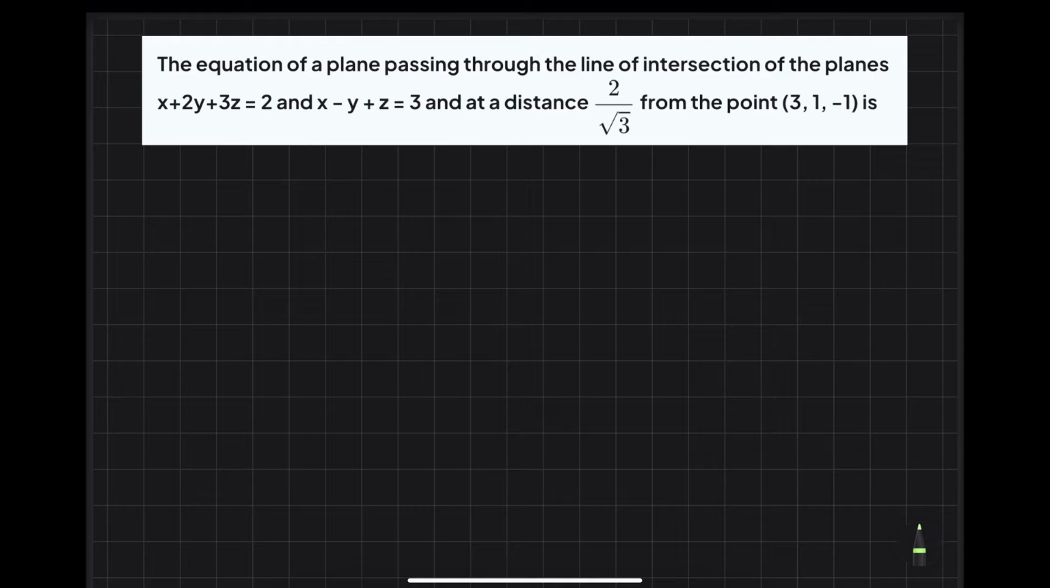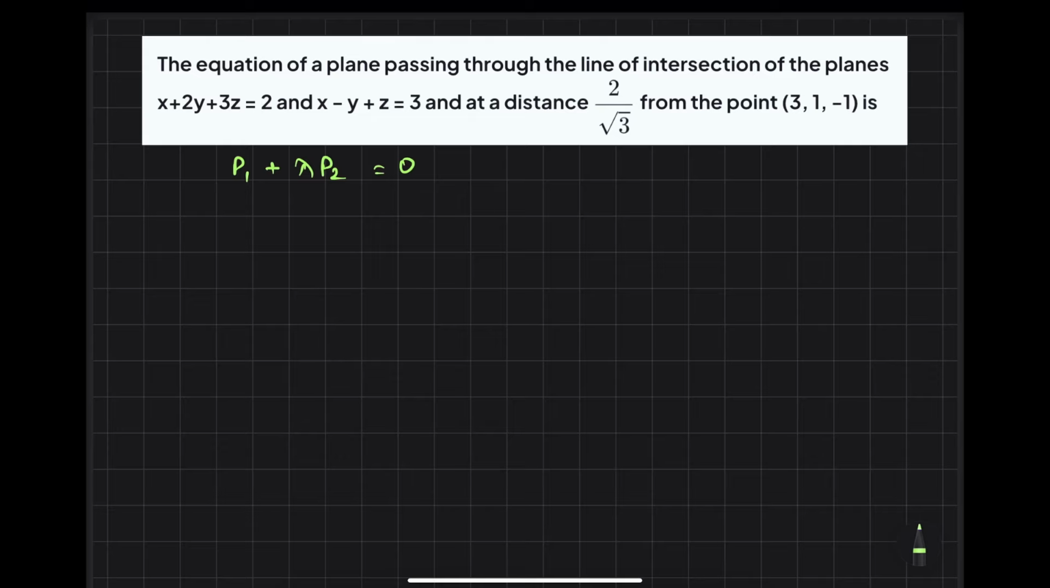Equation of line passing through intersection of lines, family of lines. Equation of circle passing through intersection of circles is family of circles. Okay, so whenever you read this statement, equation of plane passing through intersection of planes, it is family of planes: plane 1 plus lambda plane 2 equals 0. Now you need to update this equation.